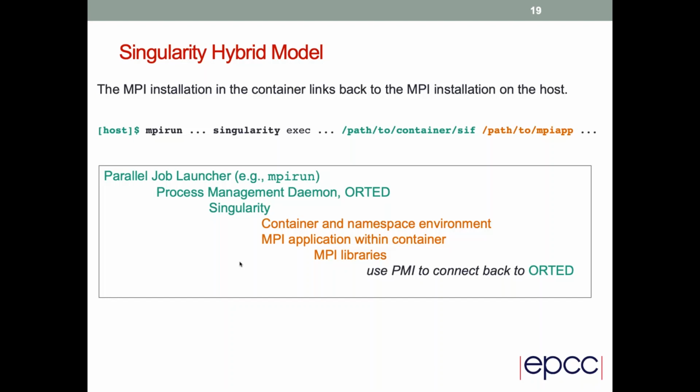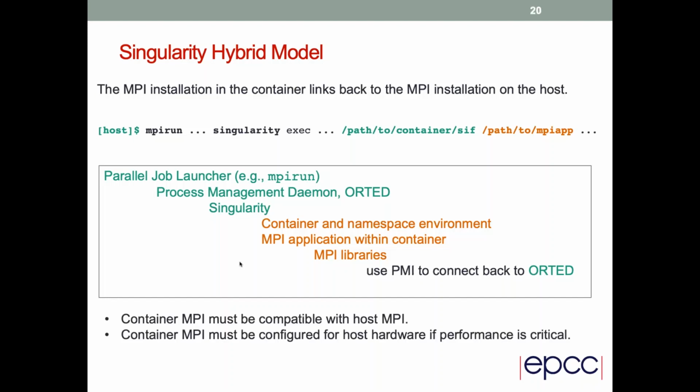The namespace environment is set up, and then the MPI application is called, which will then link to the MPI libraries that have been installed in the container. And then finally, when the code actually runs and you're having to do things like various MPI collectives, or you're communicating data across all processes, then for that to happen, control has to go back to the process management interface on the management daemon on the host. And in this way, you can run a containerized application on multiple compute nodes.